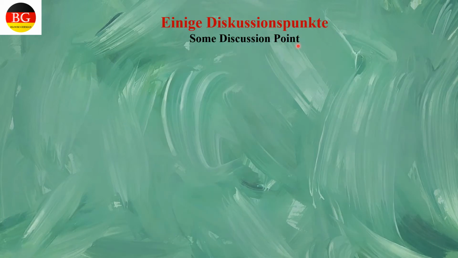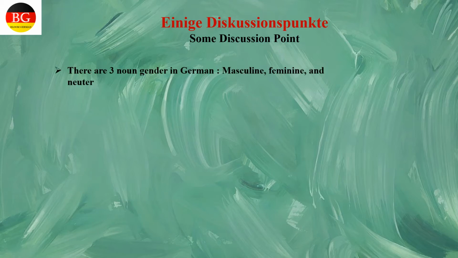Einige Diskussionspunkte, some discussion points. There are three noun genders in German. Everything from bee to bird to table and chair is either a masculine, feminine or neuter noun. Going from English as a genderless language to German as a language with three is not an easy task. There are a lot of exceptions to all rules. They are often logical if you come at them from a different angle. Through German noun gender was completely without rhyme or reason. Think this through and learn the noun gender.